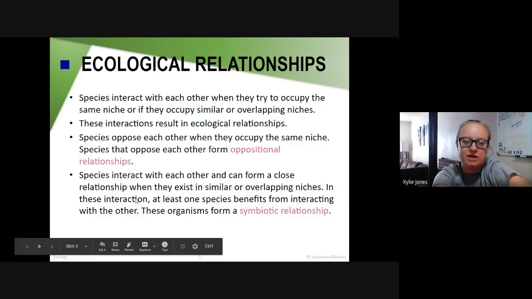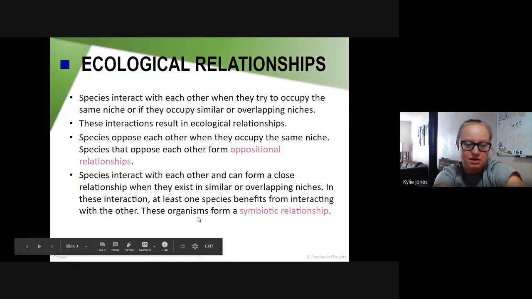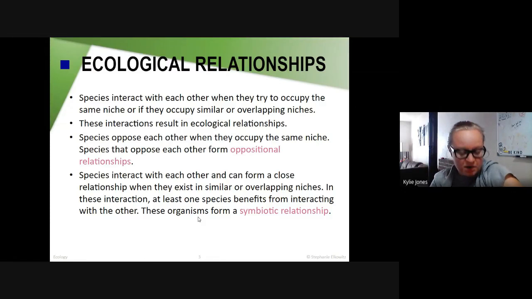In these interactions, at least one species benefits from interacting with the other one. These organisms form a symbiotic relationship. So symbiotic means that at least one of the species is going to be benefiting. They're getting good things out of interacting with something else. What's a good example of that?